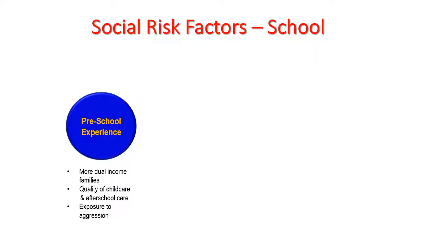We know that the quality of childcare is important, especially in the earliest years of a child's life. And this is becoming more and more important as there are more dual income families where both parents work and children are not cared for by the mother as their main caregiver. Research has shown that poorer quality childcare is linked to poorer language, cognitive and social development. Children who are exposed to aggression in their childcare centres are also likely to exhibit abusive behaviours themselves.